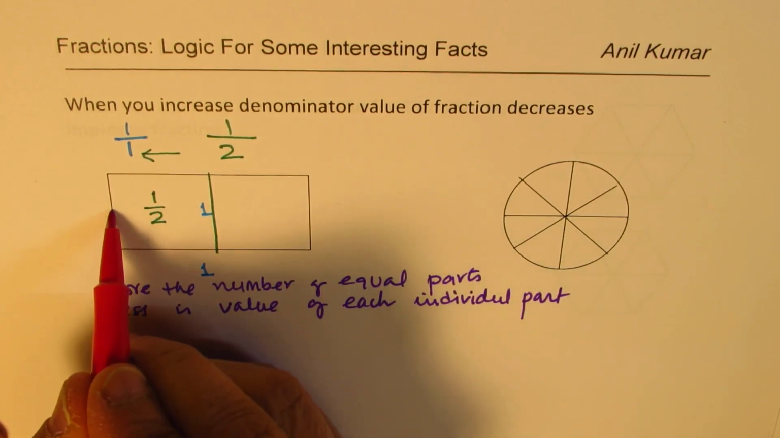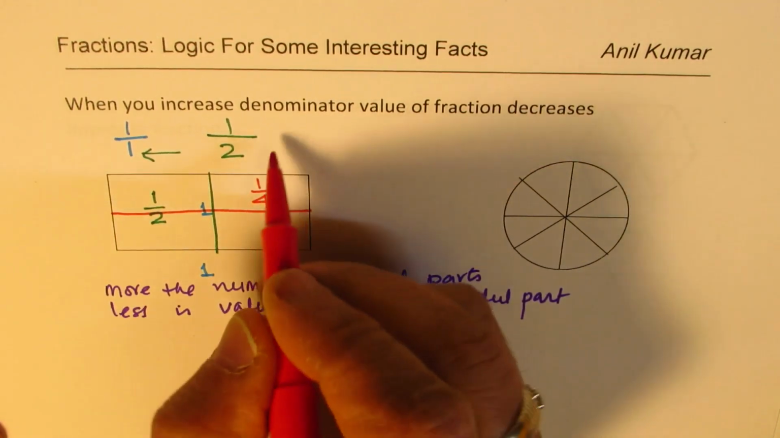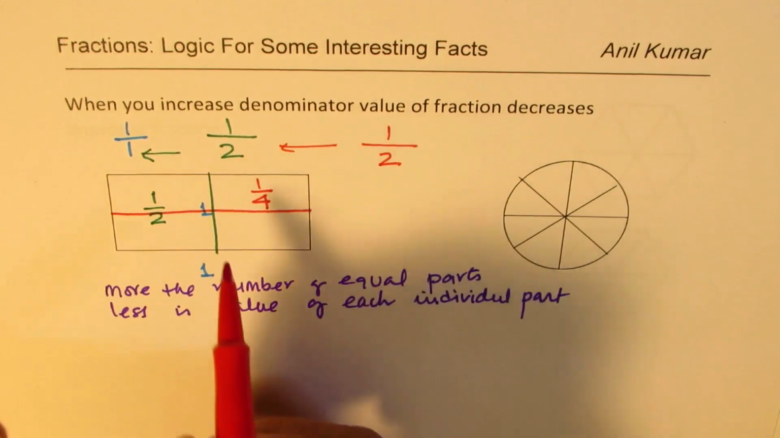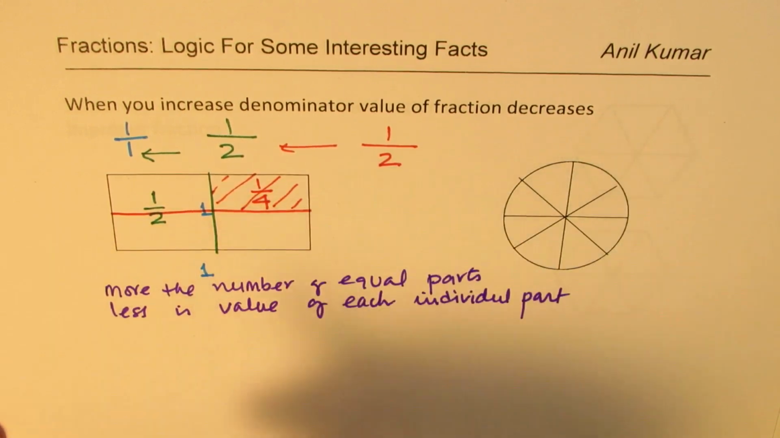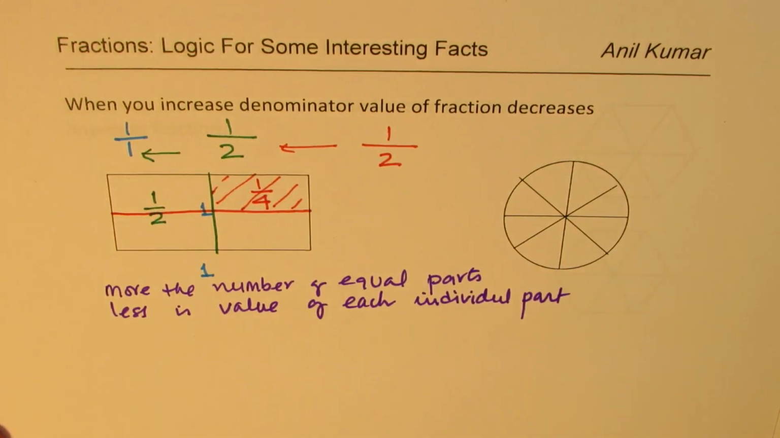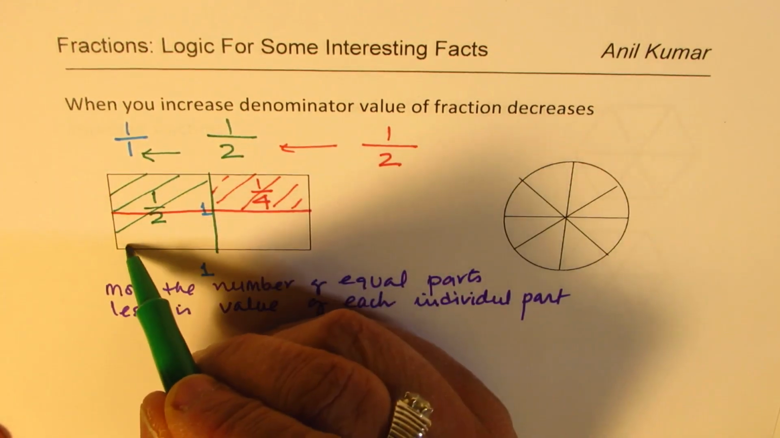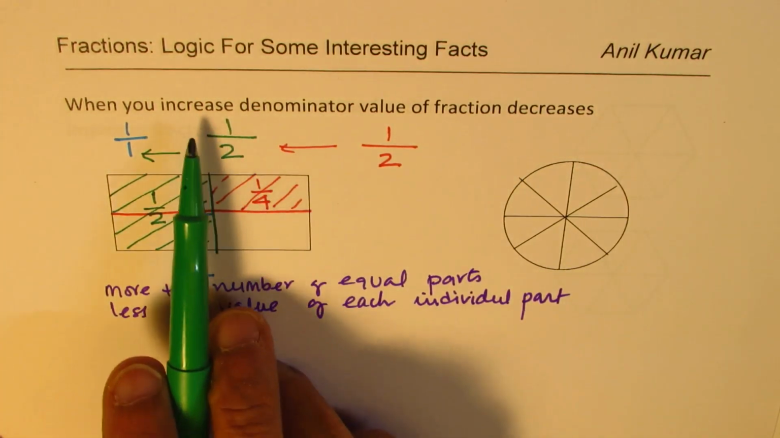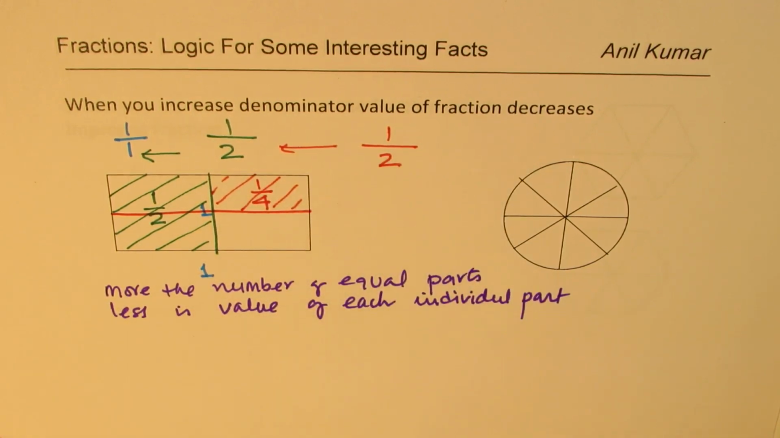If I divide it further into equal parts, then this portion will be 1/4. If I divide it further by 2, now you can see 1/4 is only that much. It is half of half, right? It is half of half. So you can clearly see that when we divide or increase the denominator, the fraction value decreases, right? So let's be very clear about it.